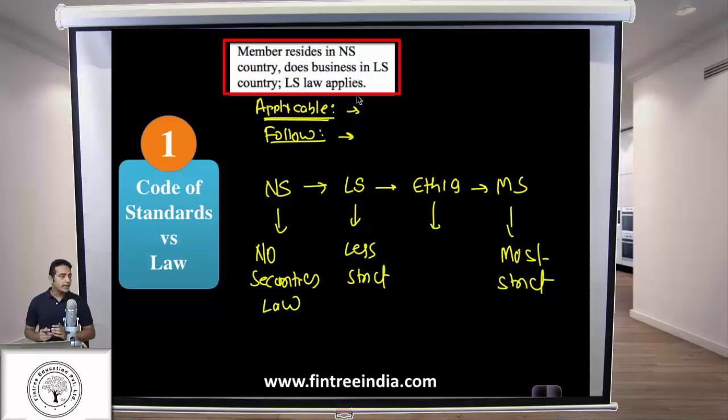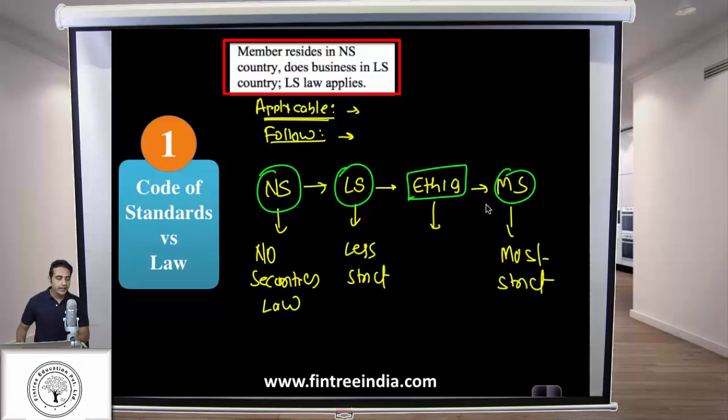Now, what is applicable? Most of the time it would be given in the question. But what to follow? The rule is, if NS is applicable, then follow ethics. Can you tell me why? When NS is applicable, follow ethics. Why? Because ethics is more strict. When LS is applicable, follow ethics, because it is more strict. But when MS is applicable, then we will follow MS, because it is more strict. That is the idea. So for each scenario, we will first decide what is applicable, and then we will decide what is to be followed.